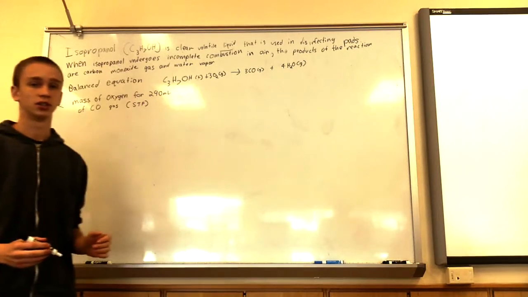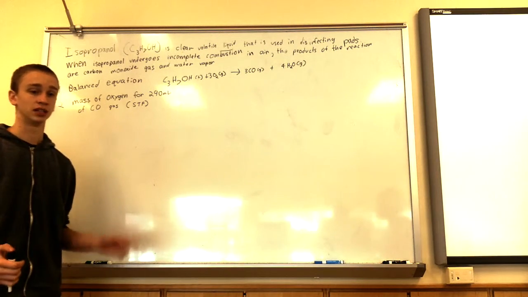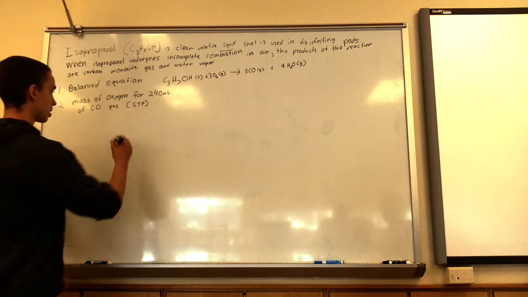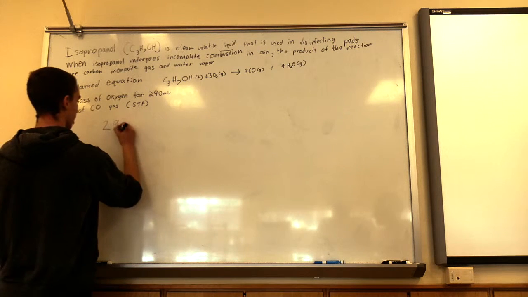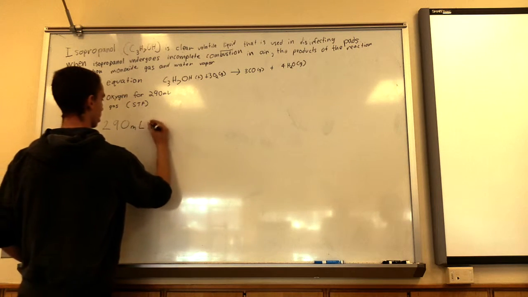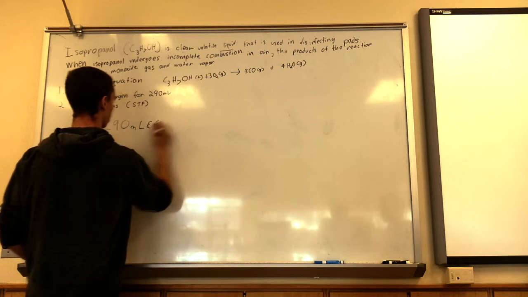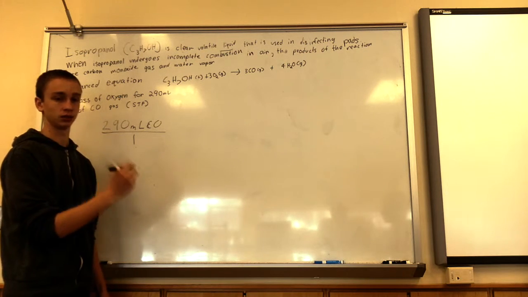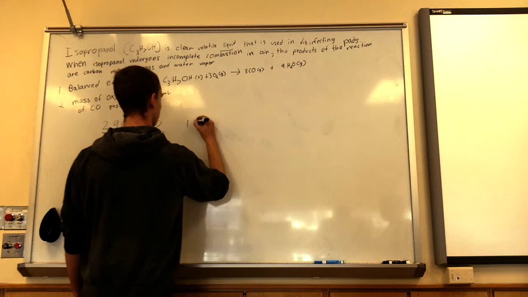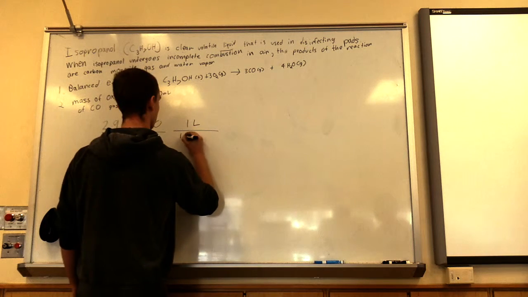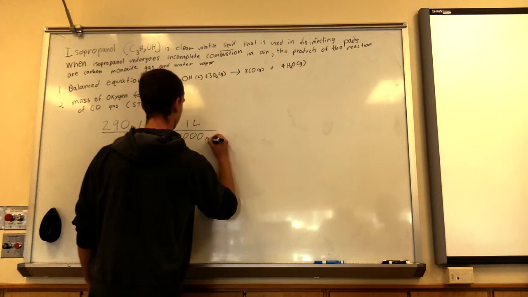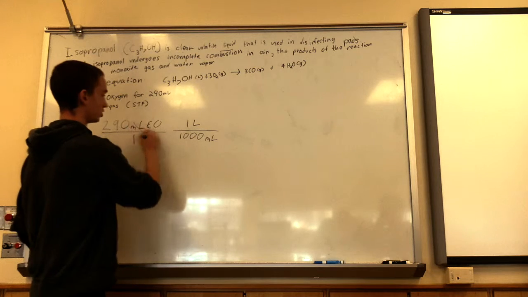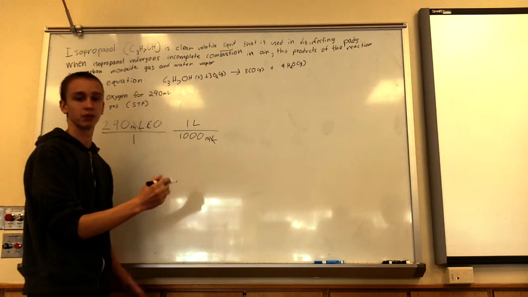Okay, so now we are going to figure out the mass of oxygen needed to react with 290 milliliters of CO gas. So the first thing I'm going to do is write 290 milliliters of CO. I'm going to put that over 1. And now I'm going to convert that into liters. So I'm going to put 1 liter over 1,000 milliliters. Okay, and the milliliters here and milliliters here are going to cancel, so I'm going to be left with liters.